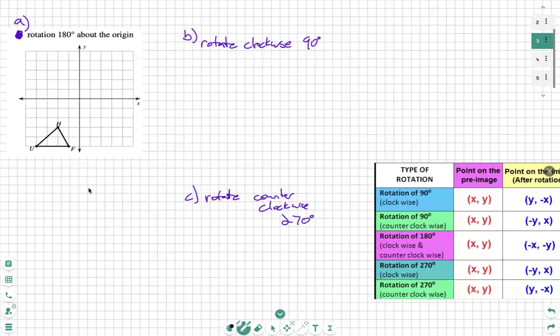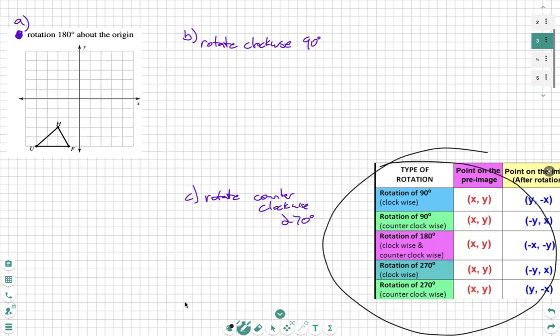Hello. In this video, we're going to go over the rules of rotation more in depth. The most important thing to remember is we have to memorize this chart on the right. Basically, this gives us all of our rotation rules. If we rotate 90 clockwise, our X and our Y flip, and our X becomes negative, or switches signs.